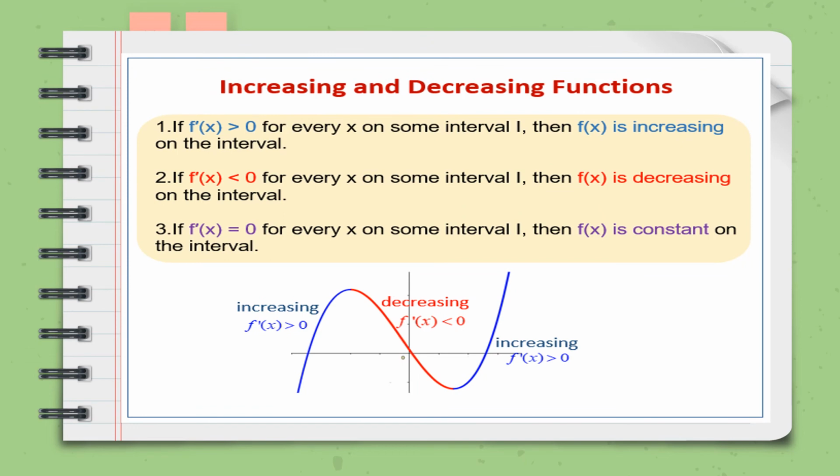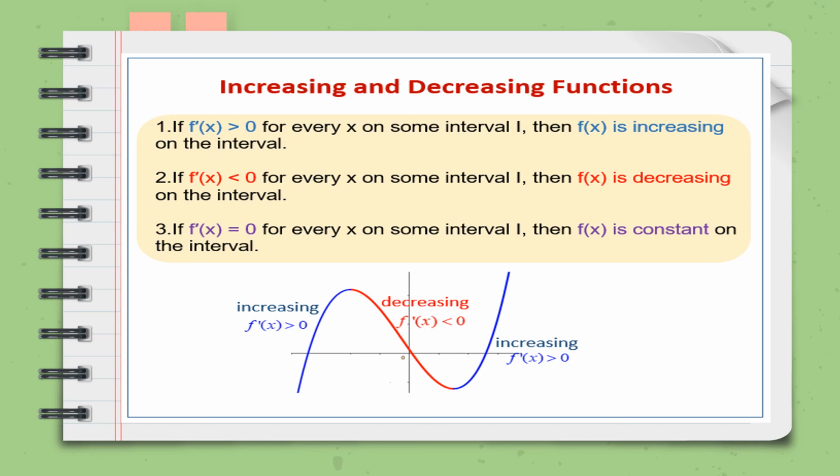Increasing and decreasing functions. Number 1, if f'(x) is greater than 0 for every x on some interval I, then f(x) is increasing on the interval. Number 2, if f'(x) is less than 0 for every x on some interval I, then f(x) is decreasing on the interval. Then number 3, if f'(x) is equal to 0 for every x on some interval I, then f(x) is constant on the interval.